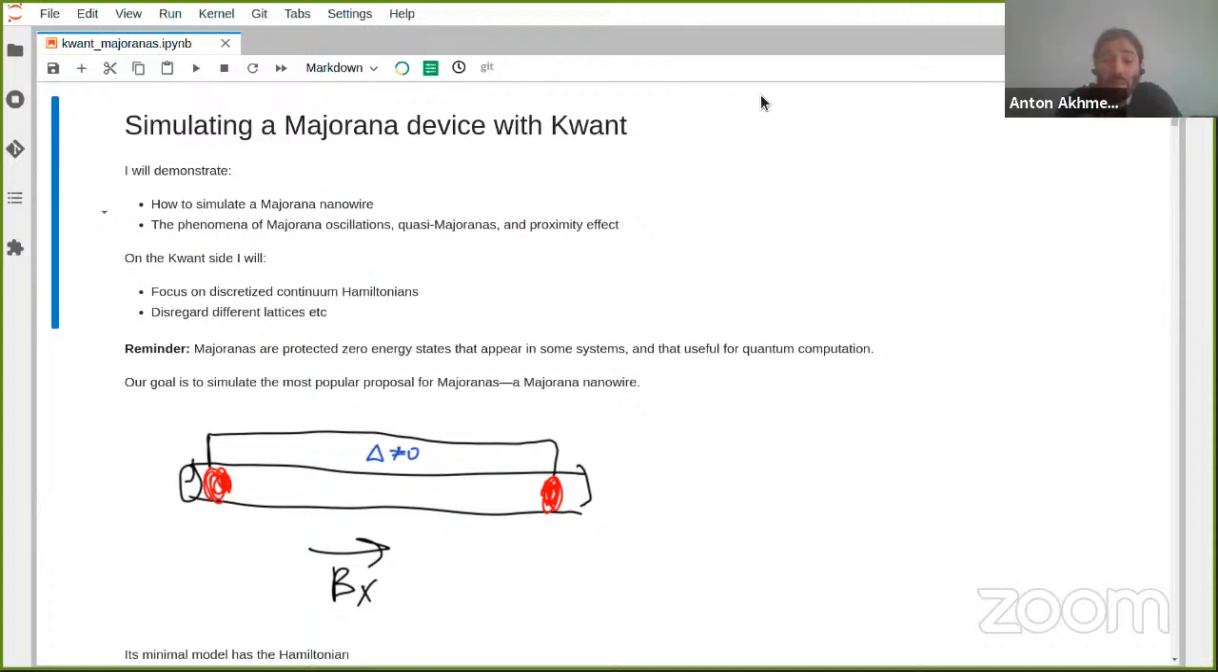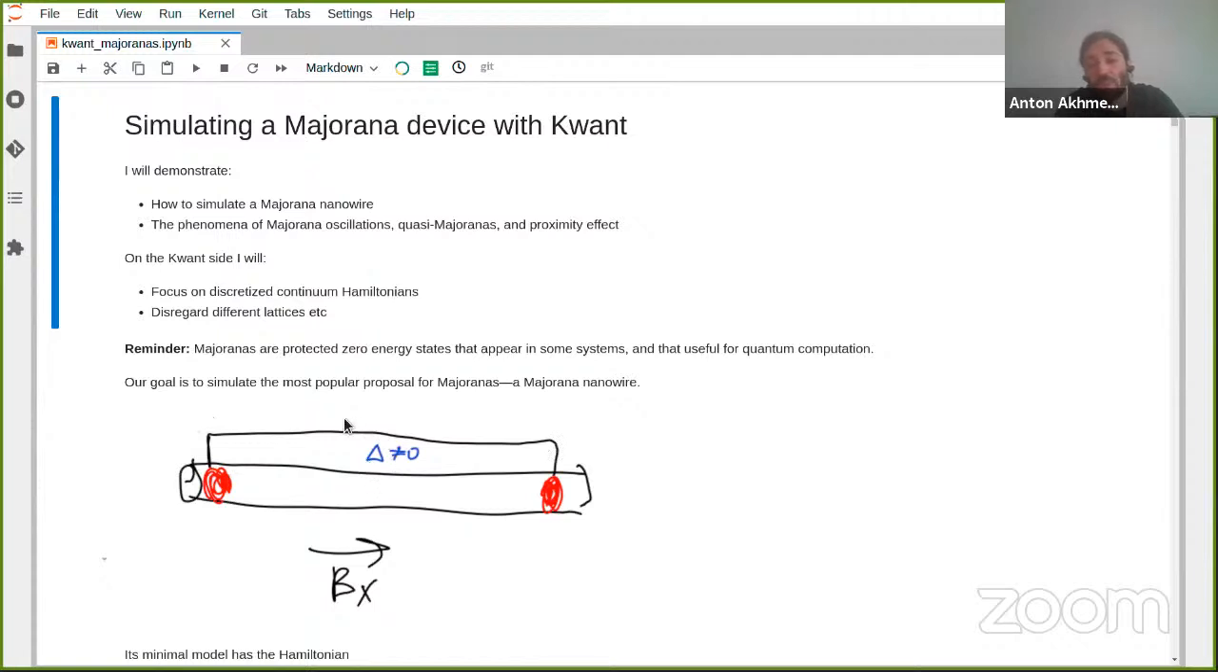So yesterday we discussed Majoranas. Just as a reminder, these are protected zero-energy states. They enable quantum computation. And today I'm going to focus on the simplest proposal for making Majoranas. It's also the most popular, and that's a nanowire, so a semiconductor coupled to a superconductor.